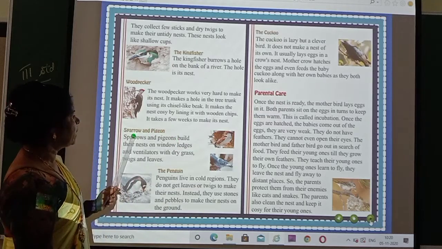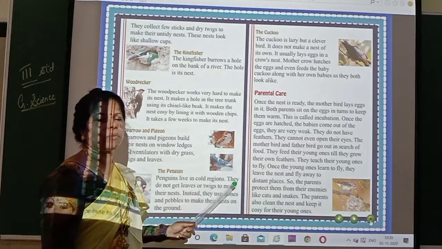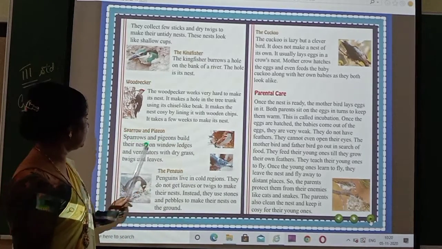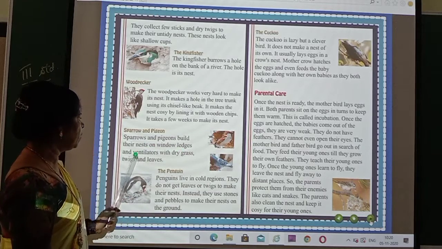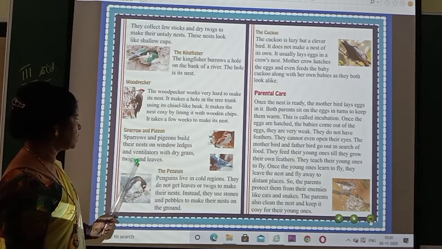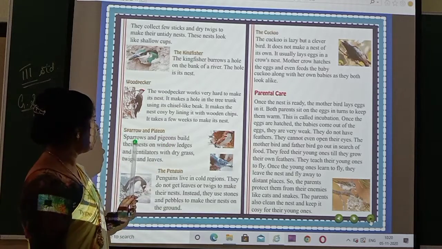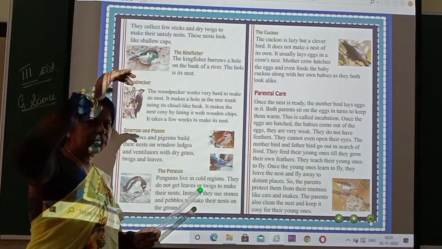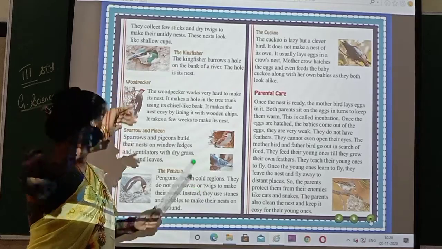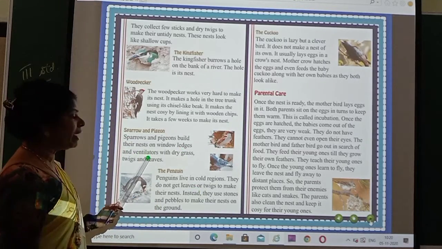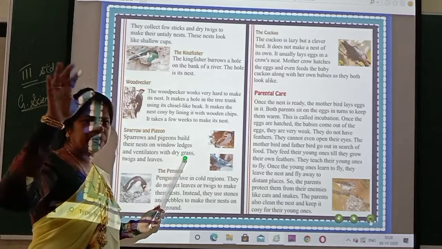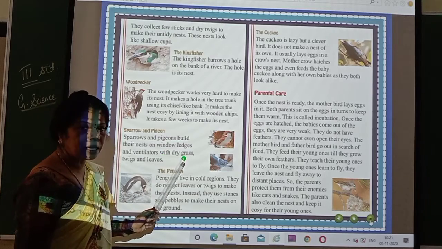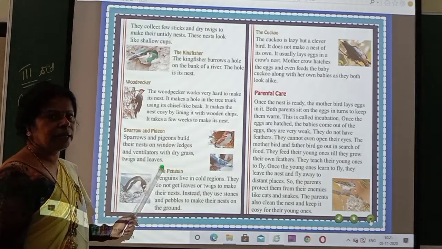Now, let us see about the sparrow and the pigeon. This is a common thing normally we see in the houses. Sparrows and pigeons build their nest on window ledges and ventilators with dry grass, twigs and leaves. So where do they build? They build on window ledges. Window means there will be openings, no? In the windows, that upper area, they will make a nest. And ventilators are small windows kept for proper air circulation, isn't it? So that is ventilators. With what materials? With dry grass, twigs and leaves.